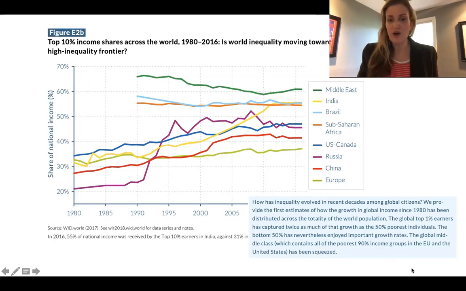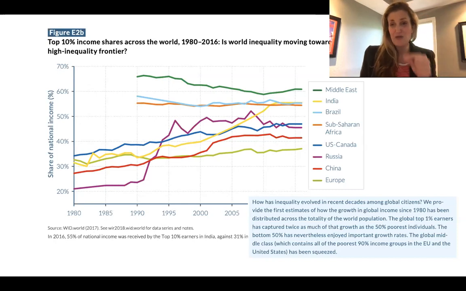So how has inequality evolved in recent decades among global citizens? We provide the first estimates of how the growth of global income since 1980 has been distributed across the totality of the world population. The global top 1% of income earners has captured twice as much of growth in the global economy as the poorest 50%. That means that as global productivity, global wealth has increased, the top 1% has captured twice as much of that growth as the bottom 50%.